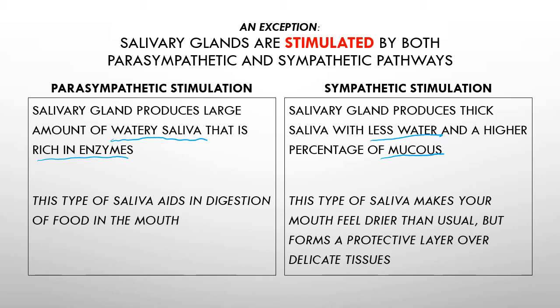Parasympathetics, better for digestion. Sympathetics, better for just keeping the mouth from drying out. This is where you may have seen an animal who's very angry, things like that. They're in that sympathetic mode, and they're getting this thick, kind of frothy type of saliva being generated there. Or perhaps you've seen it even in a person.